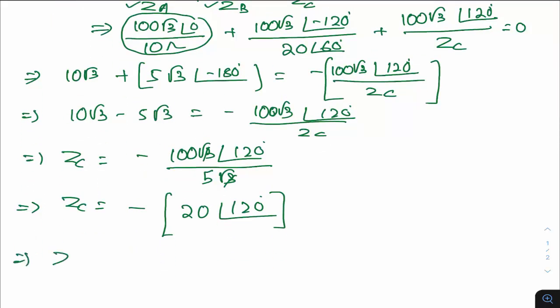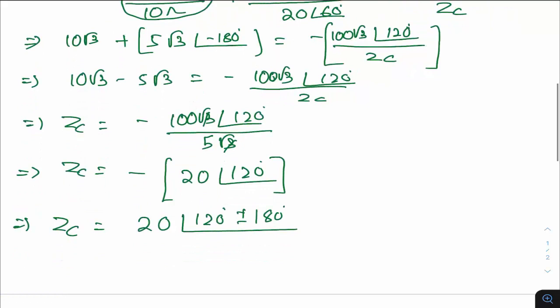If you want to take it in, ZC is equal to 20 at an angle of 120 degrees plus or minus 180 degrees. So this implies your ZC is equal to 20 at an angle of, if I take the negative sign, 120 minus 180 is minus 60 degrees. I am not going with the positive sign because it will exceed the range of 180. You would get 120 plus 180 is 300. So we don't want to exceed plus or minus 180 degrees, which is the standard convention.